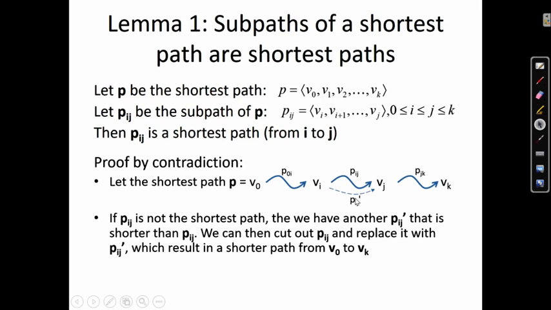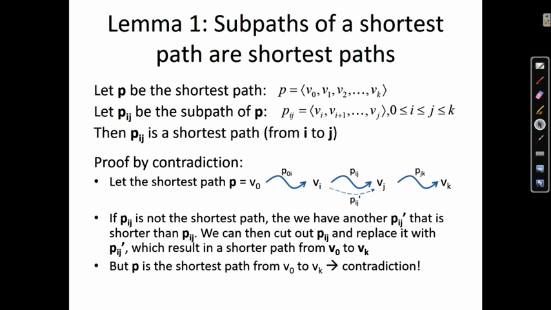Now, if I replace Pij with Pij prime, wouldn't I get an even shorter path for P? I would. Then that's a contradiction that P is actually the shortest path. So that establishes the fact that subpaths of shortest paths are themselves shortest paths. I think this part is quite understandable, right, this one.